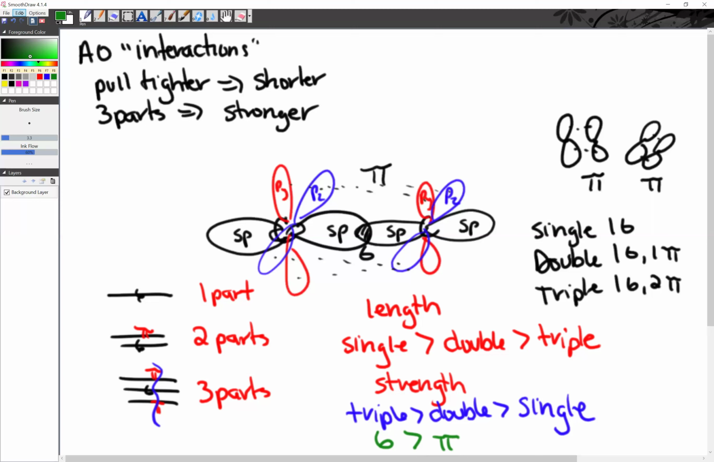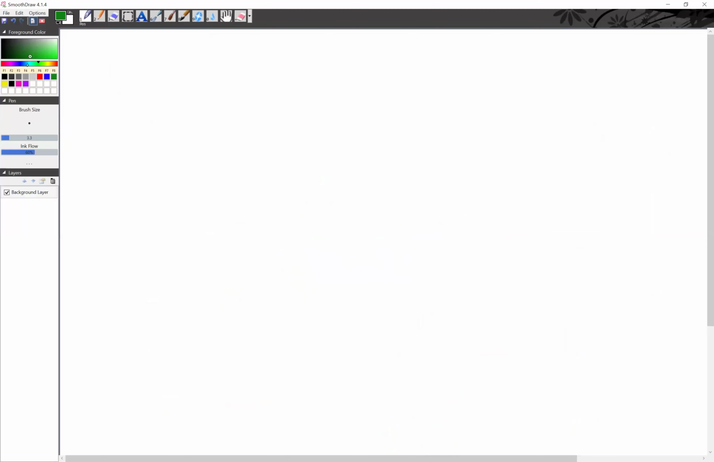And so the best way to do this is to draw a little structure. So we're going to, of course, I'm an organic chemist. So we're going to draw the organic molecule.